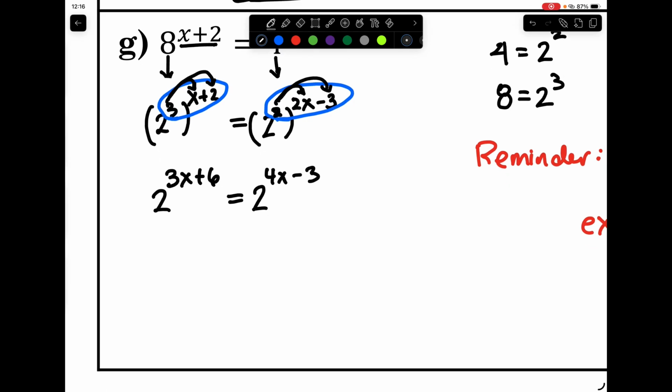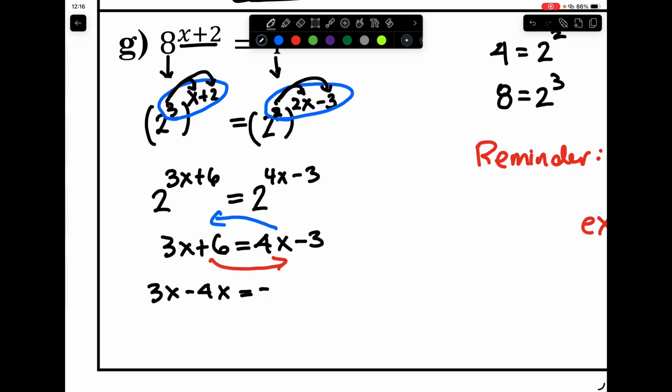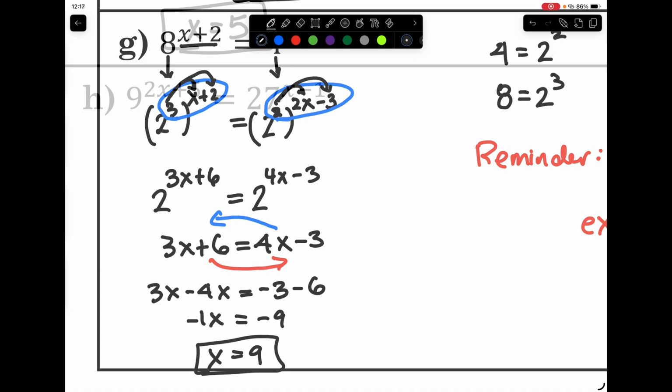Because I have powers with the same base, the exponents are equal. And now we just follow our simple rules of letters to the left, numbers to the right. So I'm going to move this to this side, making it -4x. I'm going to move the 6 to this side, making it -6. And I have 3x minus 4x equals -3 minus 6. Combining the like terms on the left, that's -1x. Combining the like terms on the right, that's -9. Dividing by -1, we get our solution of +9. So the solution to this equation is x equals 9.